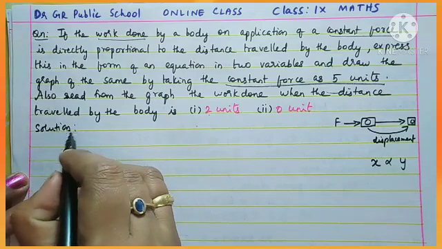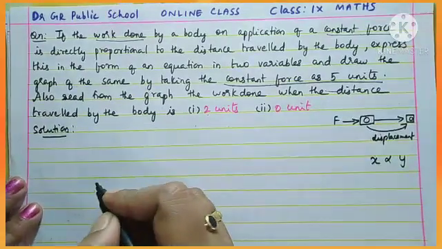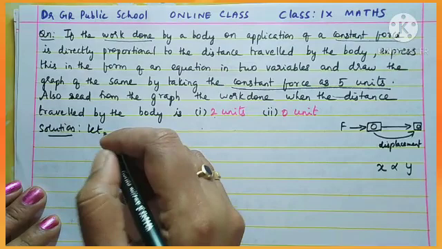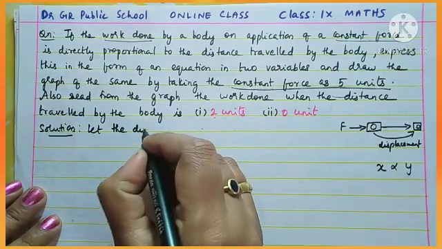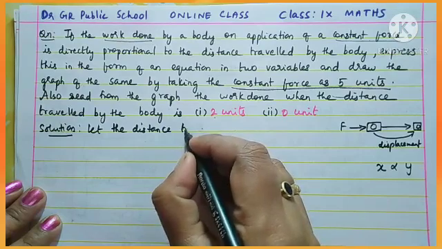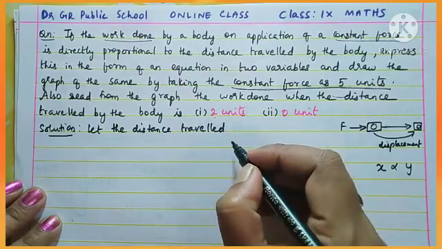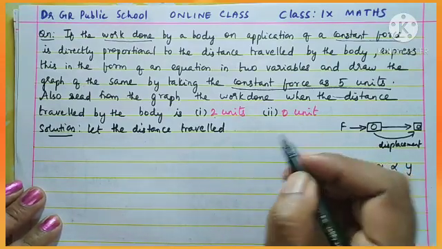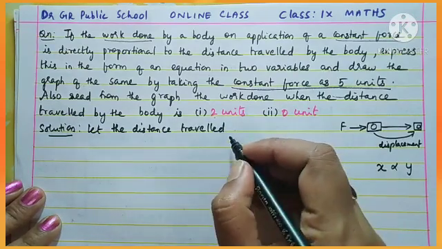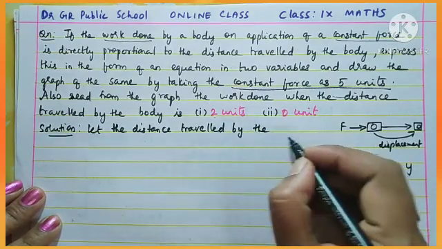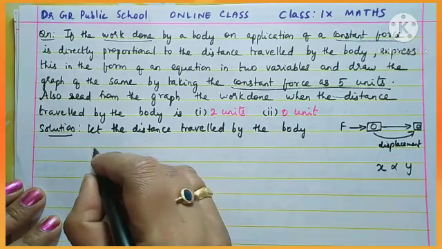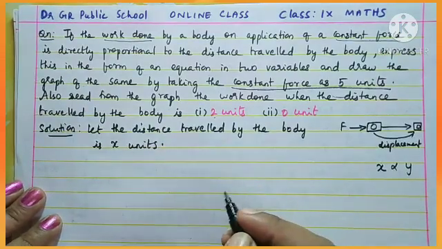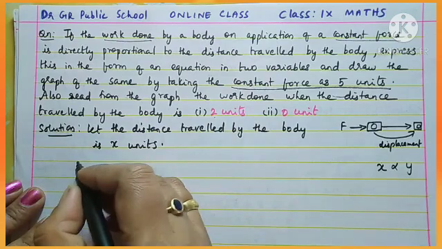Okay, you got a clear idea about the question? Yes. So what are the things given? I am going to write. First I am writing: let the distance travelled by the body be given. When force is applied, the object is moving to a certain distance. So that distance I am taking as, let the distance travelled by the body is x units. Okay, so the body moves to x units, and next is work done.